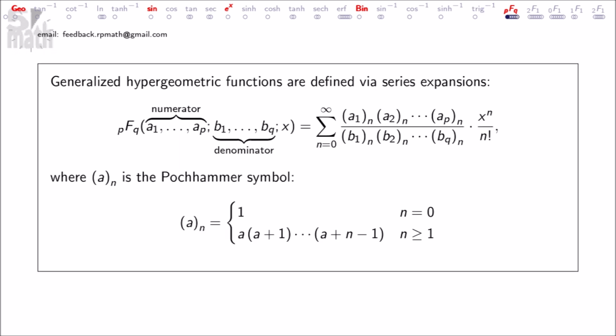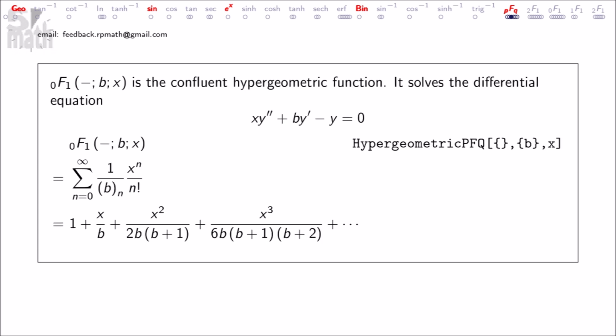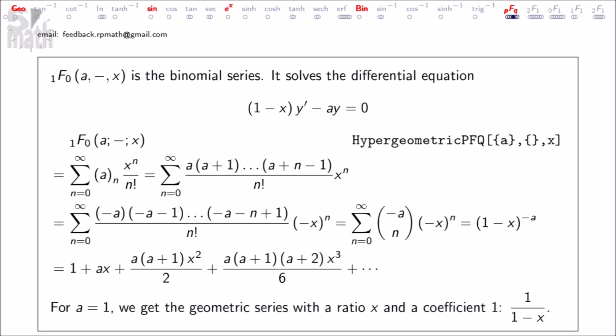Generalized hypergeometric functions are defined via series expansions, where this is the Pochhammer symbol. This is the exponential function. It solves the differential equation here. This is the confluent hypergeometric function. It solves the differential equation here. This is the binomial series. It solves the differential equation here.